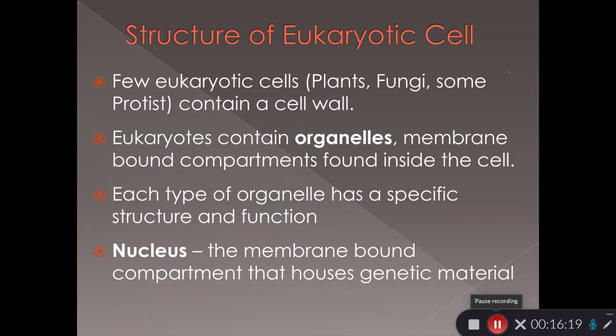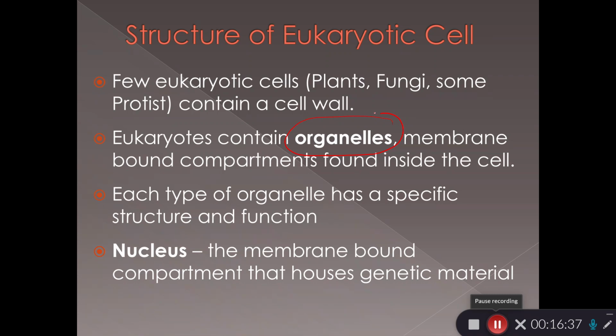Okay, so for eukaryotic cells, there are different ones. There's plants, animals, fungi, and protists. We talked about that already in the course. They're all eukaryotic cells, which means they have a nucleus and organelles.